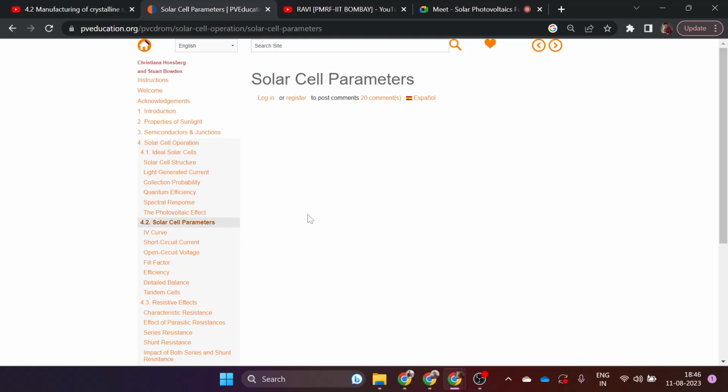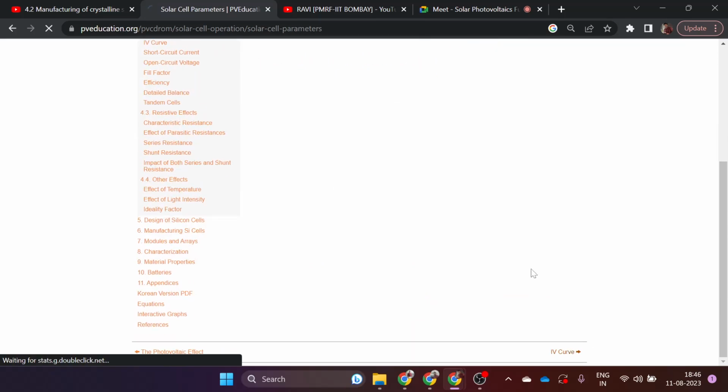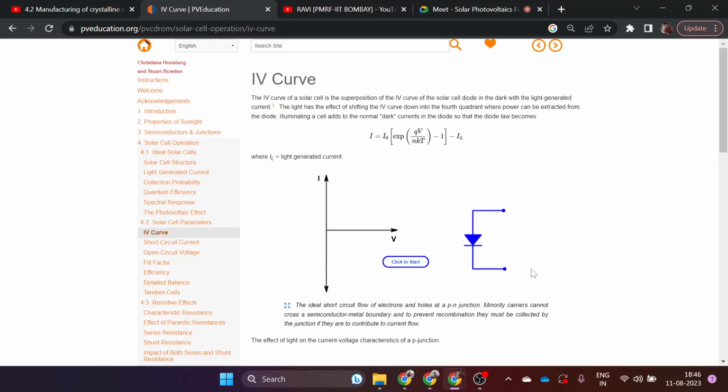So I was telling you about solar cell parameters, and this is an interesting way to see the IV curve of a solar cell. See, this is a diode only, and this is the diode equation. What will happen? We just click on this. So it is the IV characteristic of a single diode.